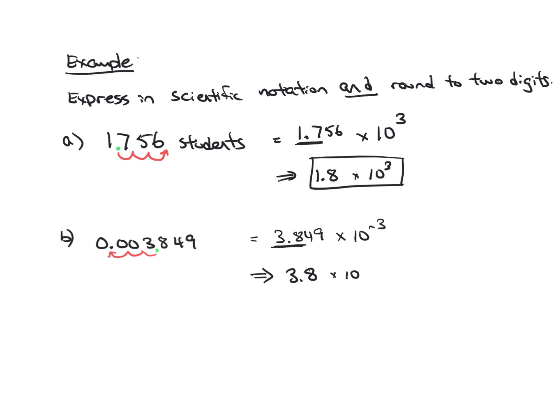And I chose the 4 deliberately, and I chose the 9 after it deliberately, because some people think, okay, so this 9 would make the 4 round up to a 5, and then the 5 would make the 8 round up to the 9. No, we don't do that. We don't look at 2 digits after. We only look at 1 digit after. Only this 4 here matters. And since it's 4, we round down. So that would be the answer.